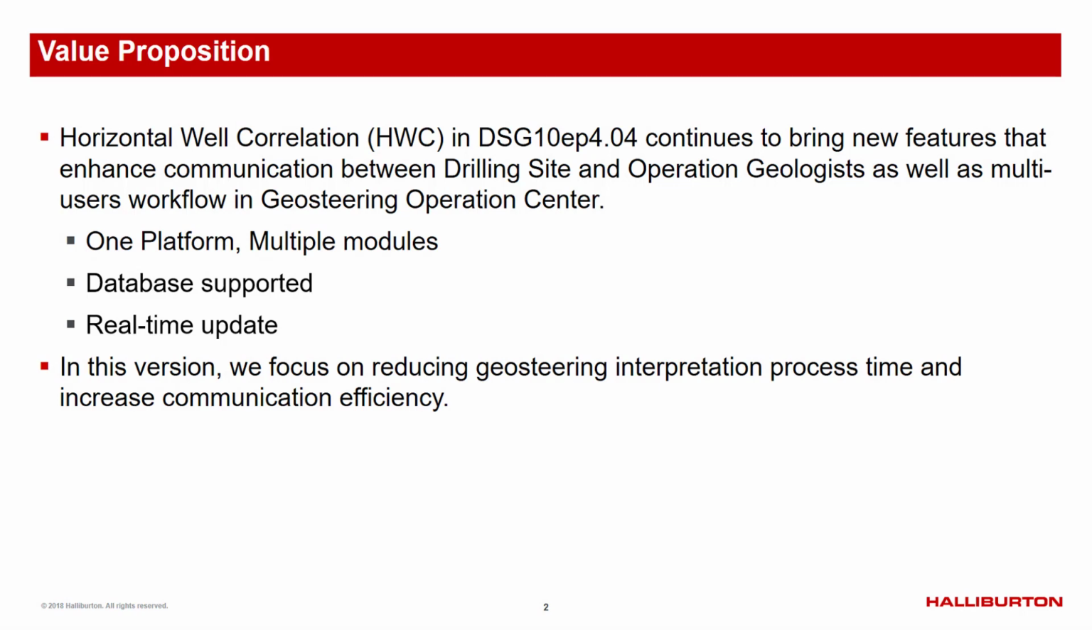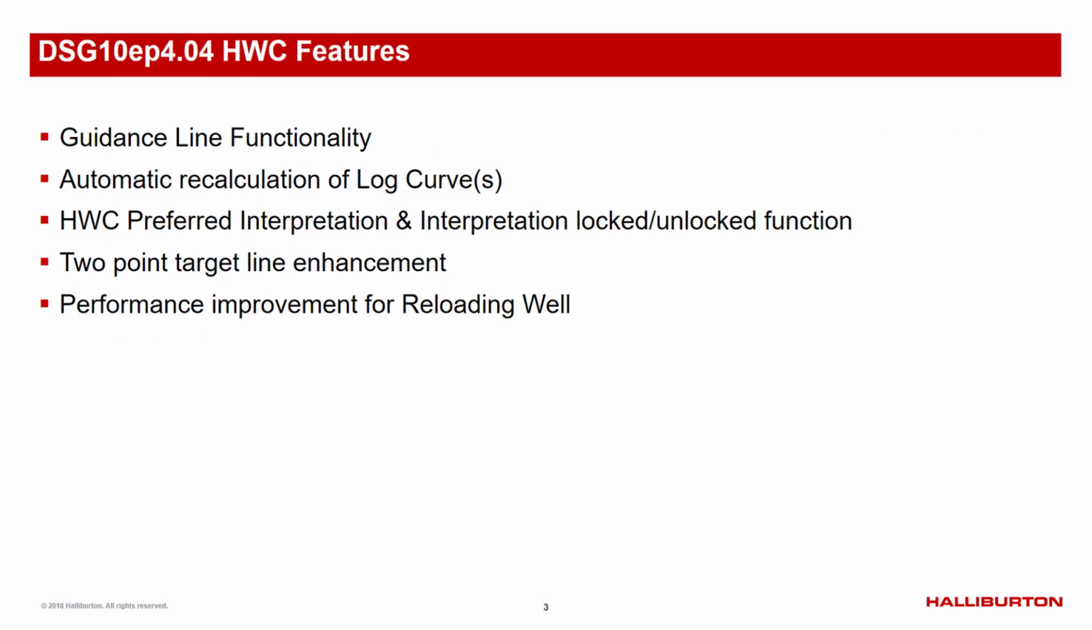In this version, we focus on reducing the geosteering interpretation time and increasing communication efficiency. Next, I'm going to introduce the new features we implemented within 10ep.4.04. First is the guidance line functionality, and next is automatic recalculation of log curves. Then I'm going to talk about the lock and unlock functionality of HWC, which is very critical and helpful within the geosteering operation center. And then the point target line enhancement, and the performance improvement we did for the well reloading process.